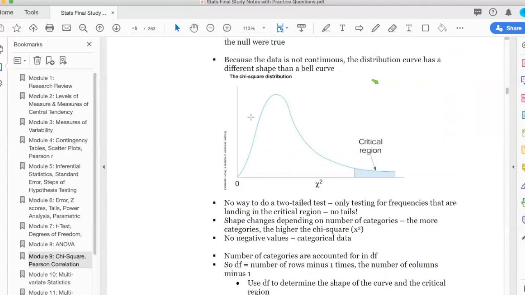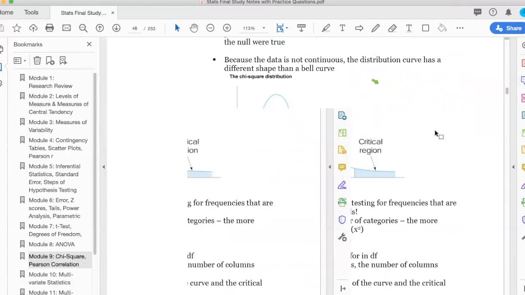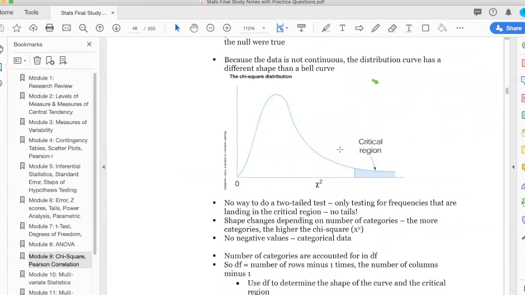Guys, mute yourself if you're just chiming in. Just mute yourself so that we don't have giant echoes. Thank you.